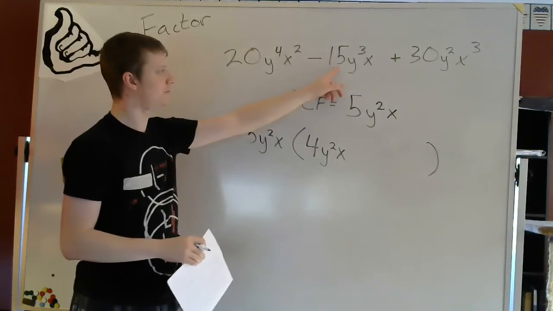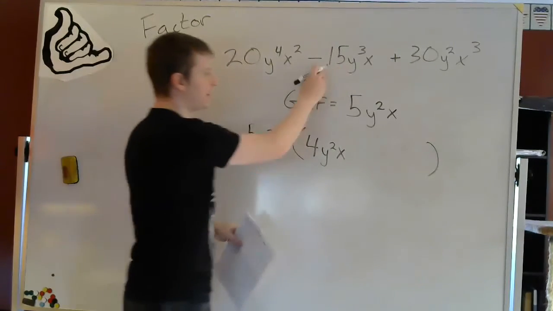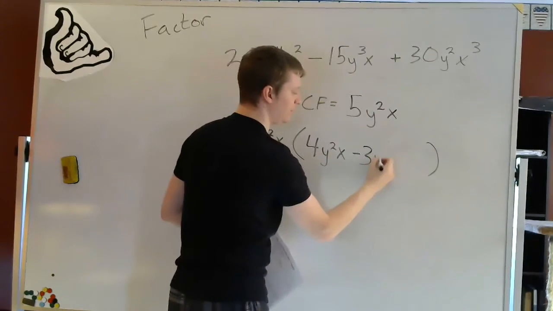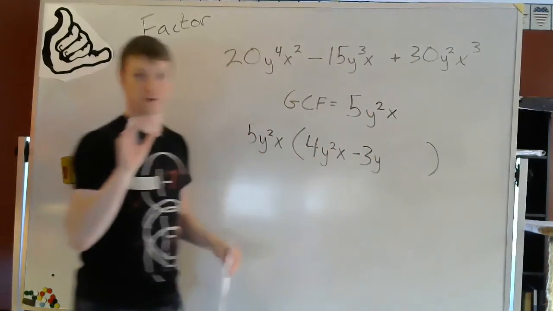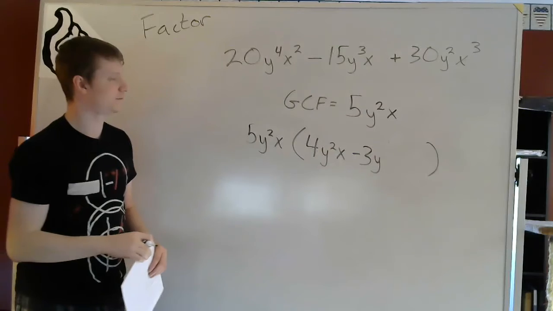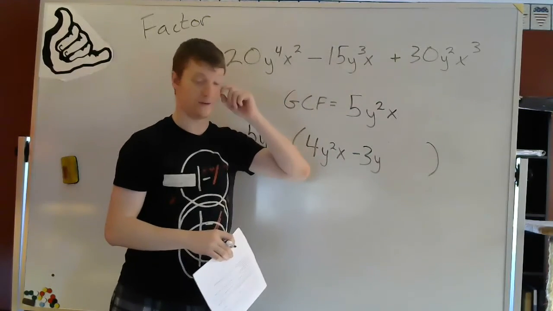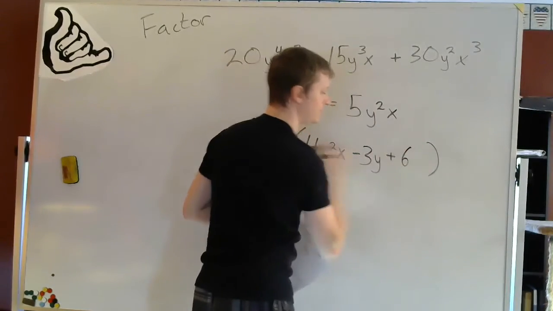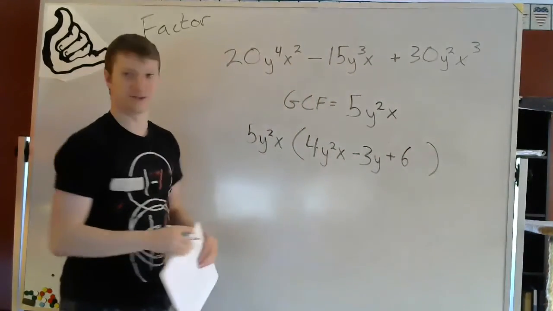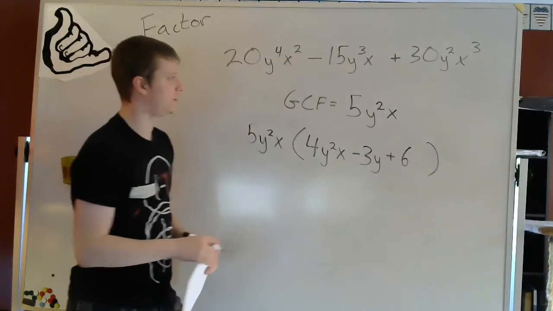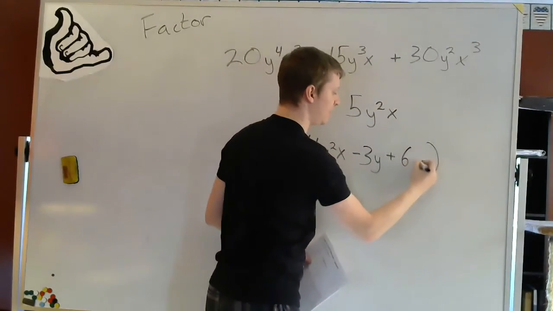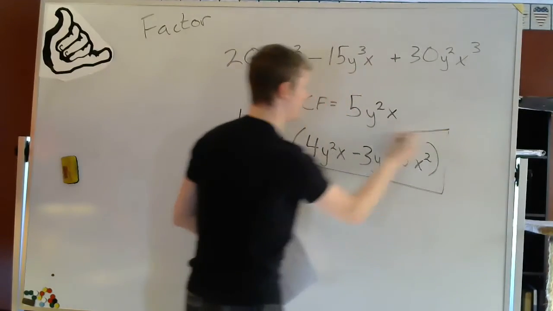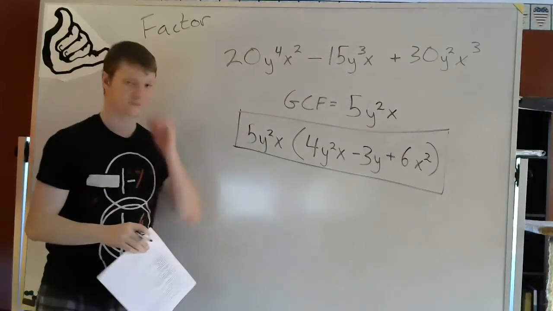Now we move on to our next term, negative 15y cubed x. Negative 15 divided by 5 is negative 3. Y cubed divided by y squared leaves a y. And x divided by x goes away. It's just 1. And last but not least, we have our 30y squared. 30 divided by 5 is positive 6. Y squared divided by y squared goes away. It's 1. And x cubed divided by x leaves behind an x squared. So this is what we might get for a problem like this.